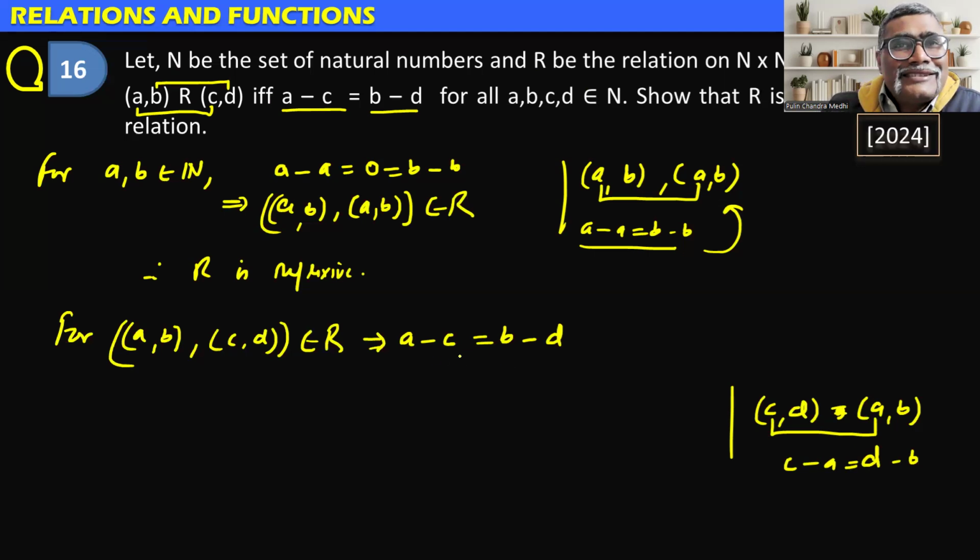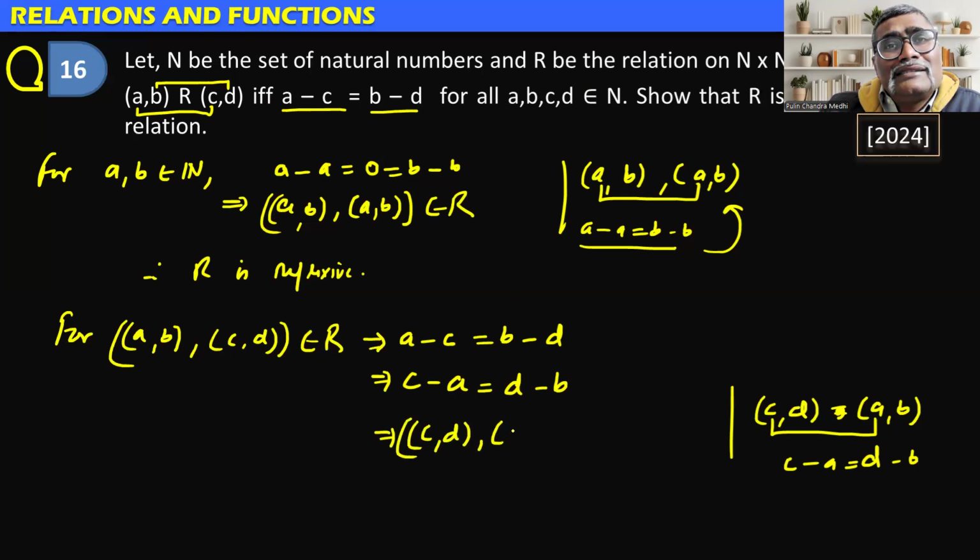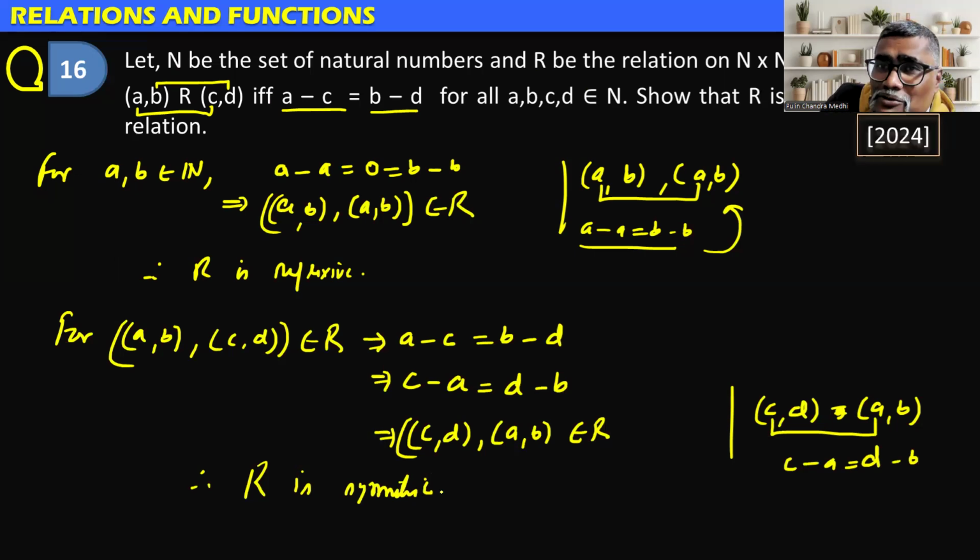Can I get it from here? Yes, nothing is there. You just reverse the order, or you can say transfer the terms from one side to the other side. So this is immediately giving you (C, D) and (A, B) related. So what will be your conclusion? R is symmetric. See, these are easy questions, but if you don't practice, in the exam you may be in a problem. Good. Now, what is the last part?